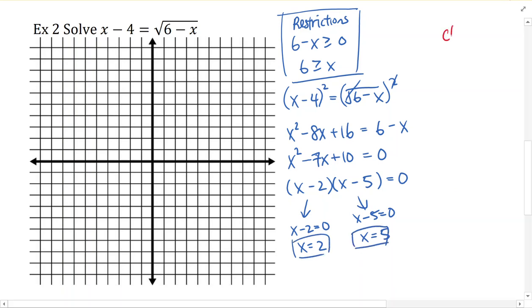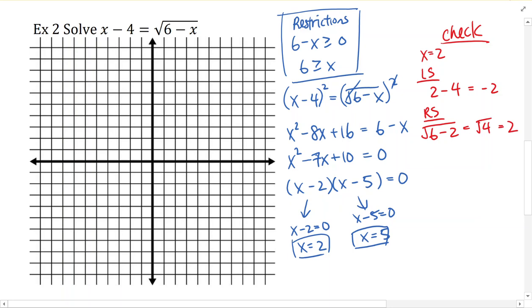We need to check. Let's start with x equals 2. When we put that in, with our left side, we have 2 minus 4, which is equal to -2. And on our right side, we have root of 6 minus 2, which is root 4, which is 2. Is -2 equal to 2? Nope. So the left side does not equal the right side.